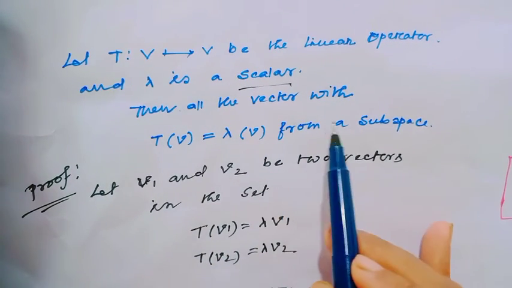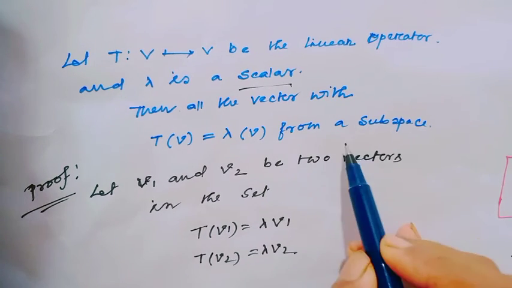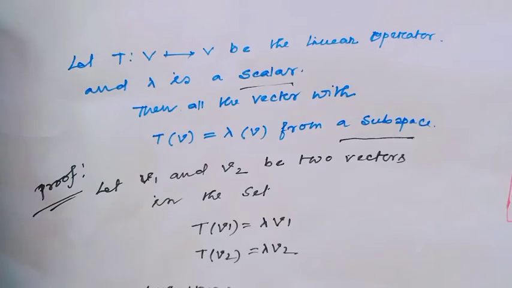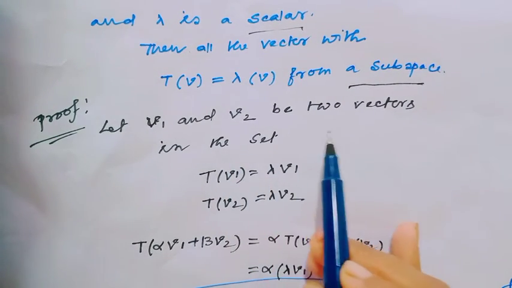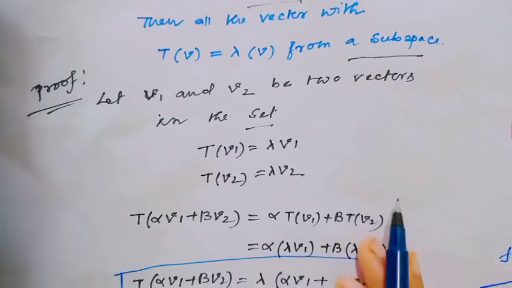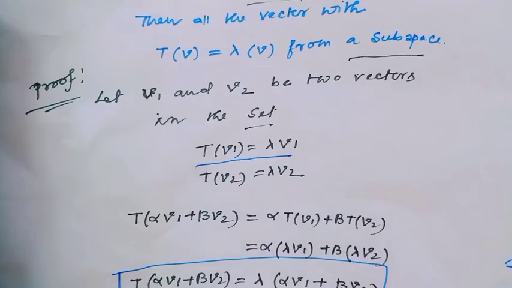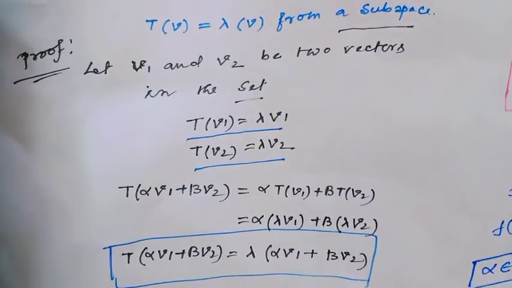So there exists a theorem: consider T to be a linear operator from a vector space to itself and lambda a scalar, then all vectors with TV equal to lambda times V always form a subspace. And the proof is of this type: let V1 and V2 be two vectors in the set such that TV1 equal to lambda times V1 and TV2 equal to lambda times V2.